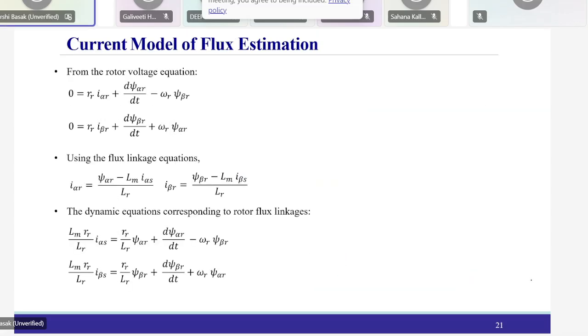Okay. So you can also take the help of what is called the current model of flux estimation, where you have the rotor voltage equation. This is given by this expression, and then you can also use the flux linkage expression to get a dynamic expression for psi alpha r and psi beta r, which is given by this expression, and they are dependent on each other.